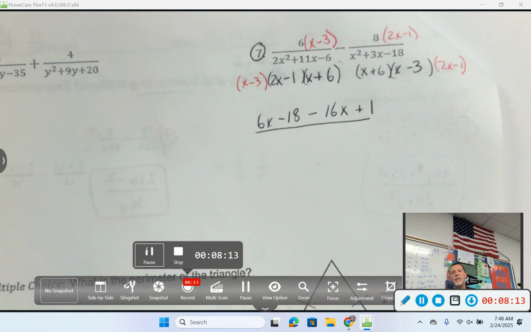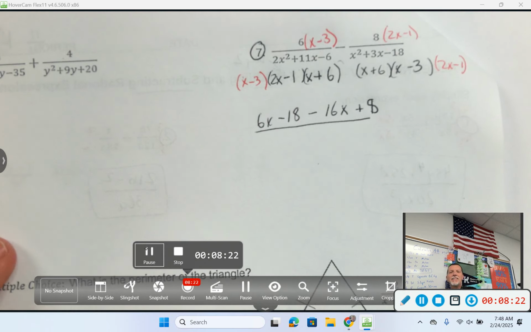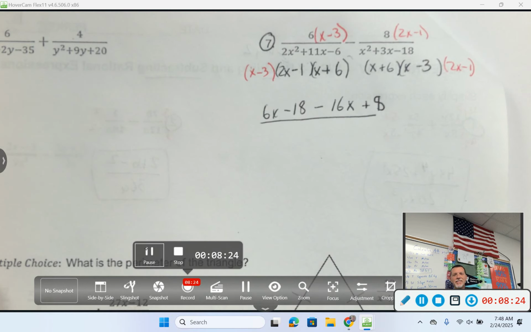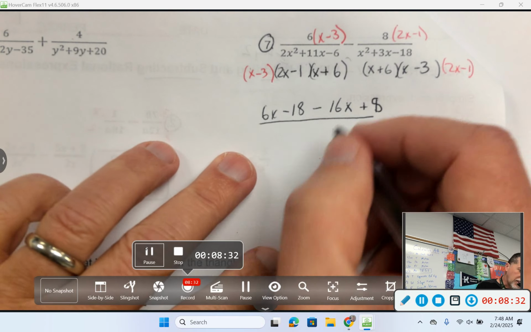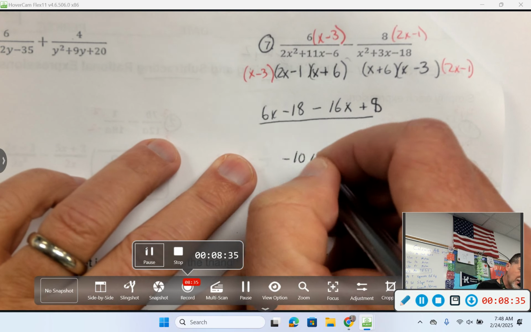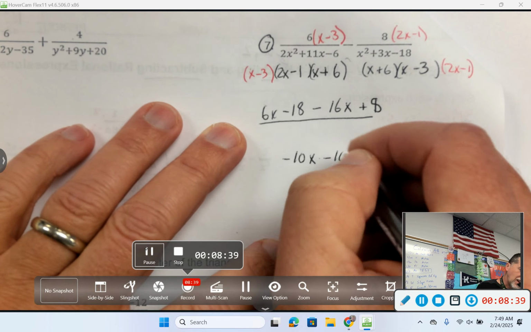Working on my multiplication today. What, did I mess it up again? I said 8 times 1 is 1. Man. Rough weekend. Minus 2 all over my page today. Let's see. 6x minus 16x is negative 10x. Negative 18 plus 8 is negative 10.